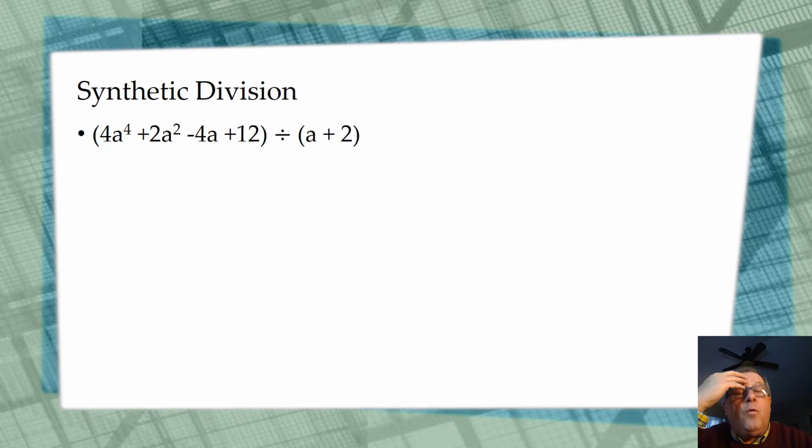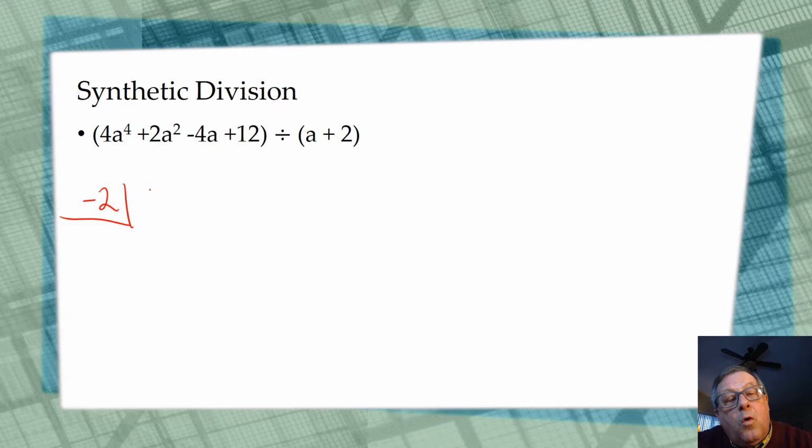All right, so here I got 4a to the fourth plus 2a squared minus 4a plus 12. That's going to be divided by a minus 2. And so I'm going to start off the same way. I got this plus 2. I'm going to put negative 2 in the box. And I'm going to start to write my coefficients.